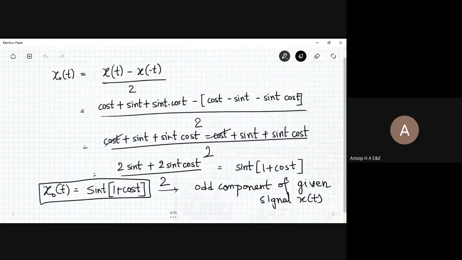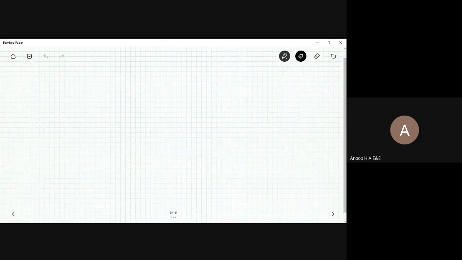So next, what you are going to get? You are going to get the odd component. So to find out the odd component, this is the odd component of the signal. So you are going to find out the odd component x odd of t, sin t times (1 plus cos t). Okay. So moving on to the next problem, it is quite simple.